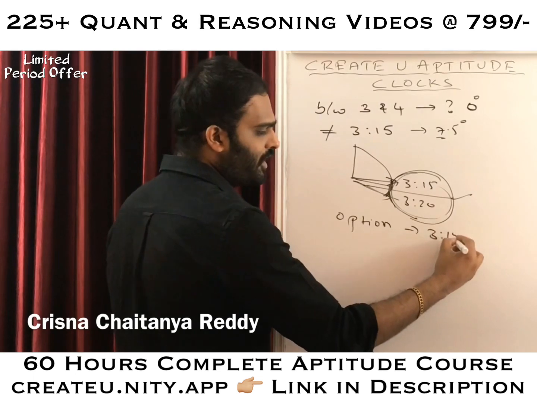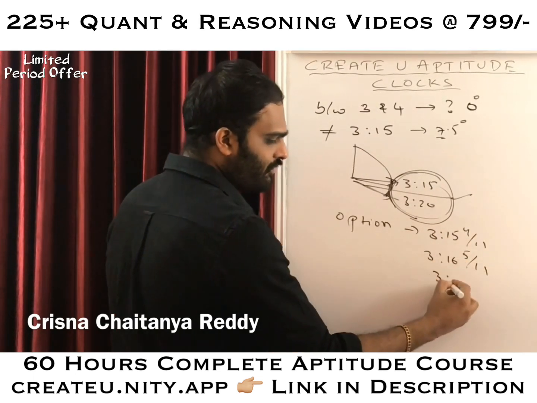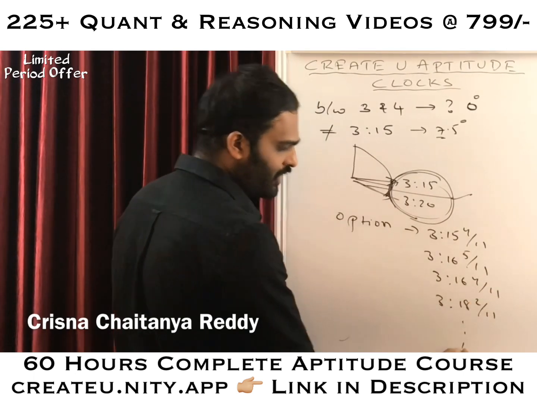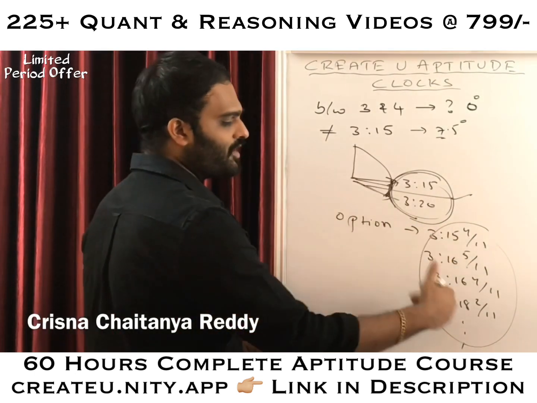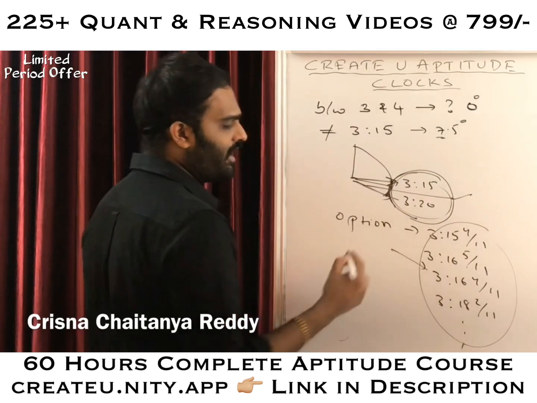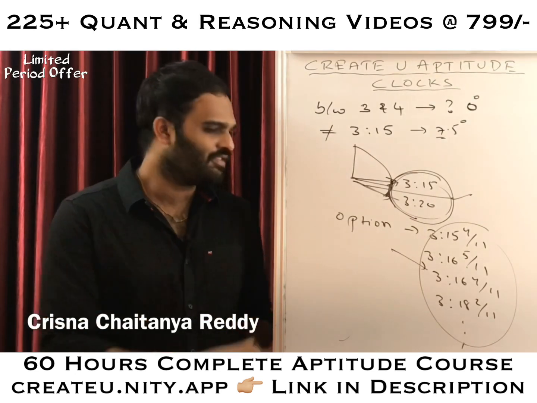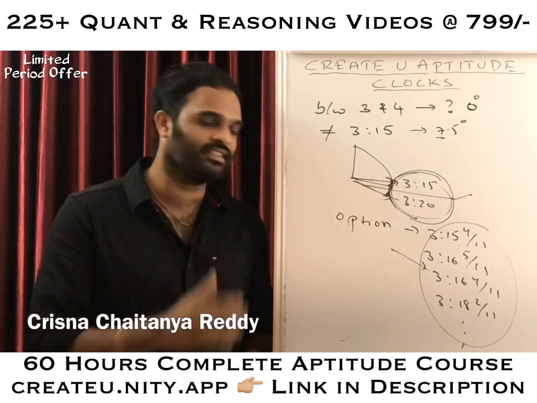Something like 315 4 by 11, 316 5 by 11, 316 4 by 11, 318 2 by 11 and so on. So you will be having a lot of options of this kind and it will be very difficult for us to mark the answer. So whenever you get a question of this kind, you have to understand that you have to have the complete knowledge about clocks. So what we'll do is, you'll get this answer within seconds, but before that let us understand why we get the answer so easily.